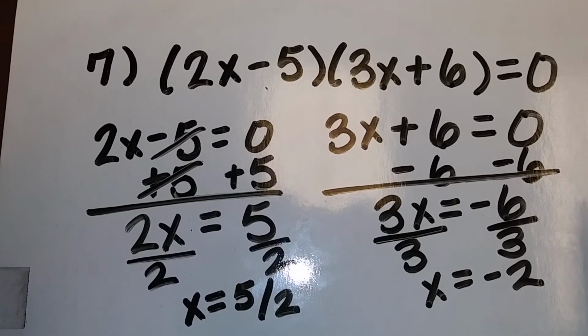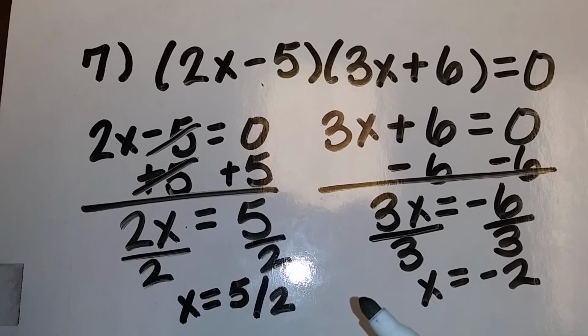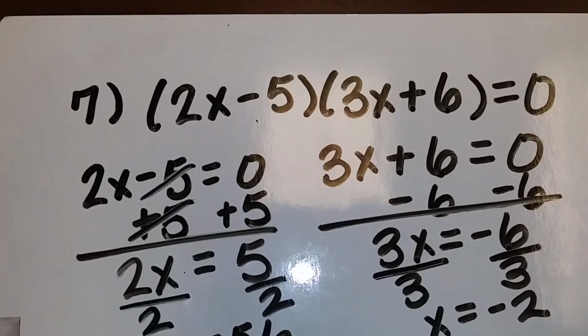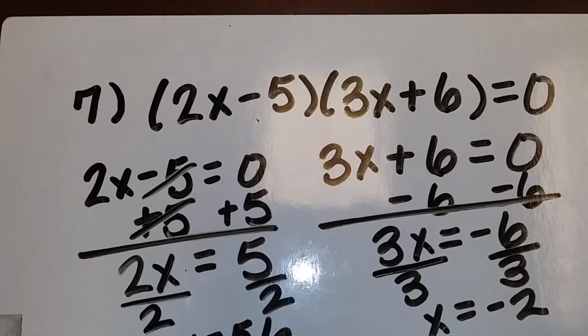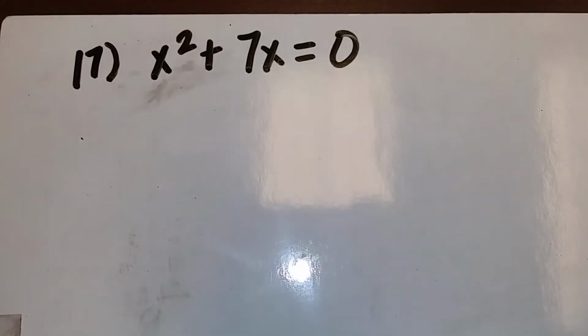Now, on the next one, I'm going to tell you about the degree, and then we'll tie it into our answer. Let's go to number 17. It says solve x squared plus 7x equal 0.